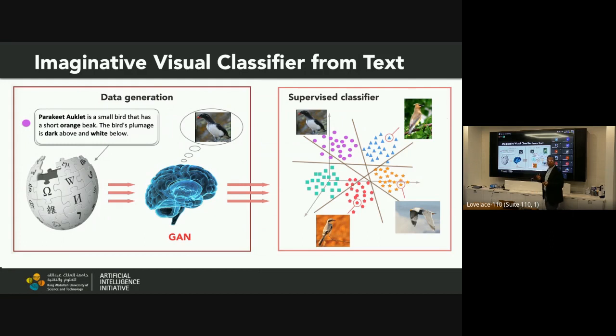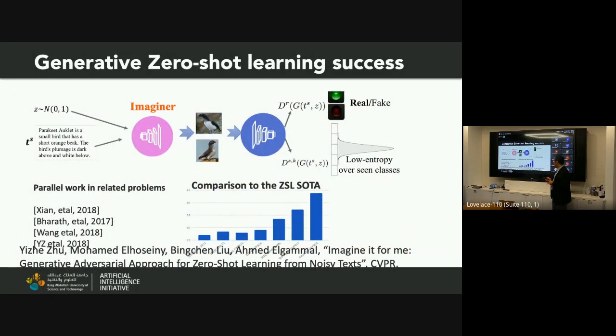Zero-shot learning becomes an easier task, because for every unseen class you provide their language description, feed it in, and produce some fake generation in that representation space. Then, when you have an image that you want to classify, you can do some nearest neighbor classification. That was a paper from CVPR 18, and compared to the state of the art at that time, it led to a significant improvement compared to non-generative approaches. There has also been some parallel work that shows similar results, a similar idea.